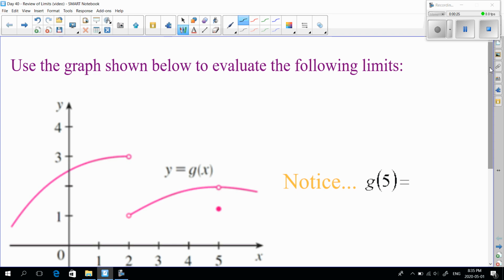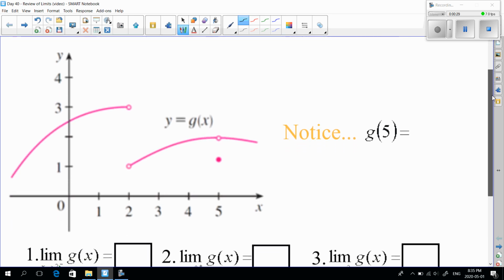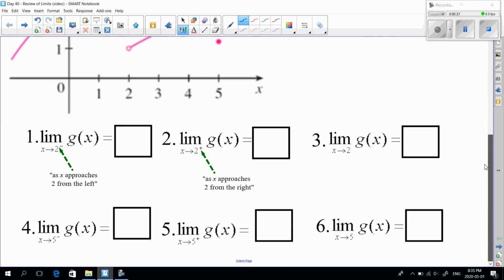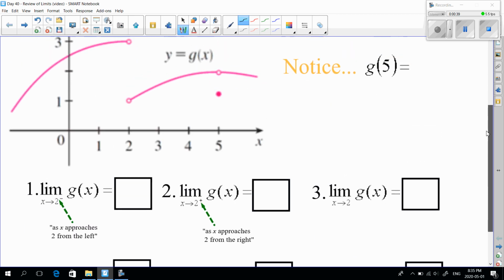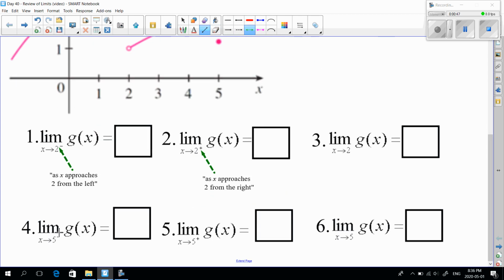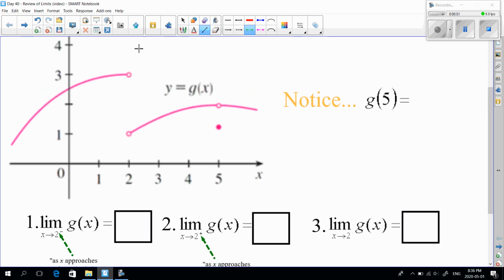So first of all, we're looking at a function here called g at x. G at x is this piecewise function that you see in front of you here. We're asked to evaluate these 6 things. I suggest that if you're asked to find a limit, like you are in all 6 of these, you get yourself a little straight edge or something where you can place it on the x value.